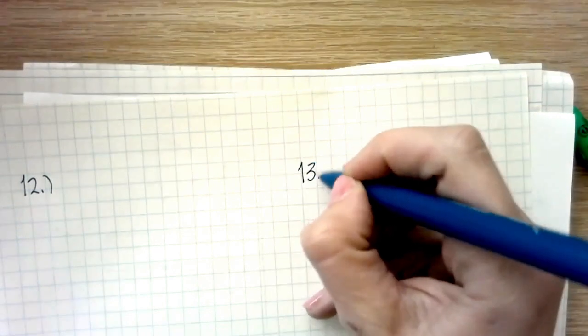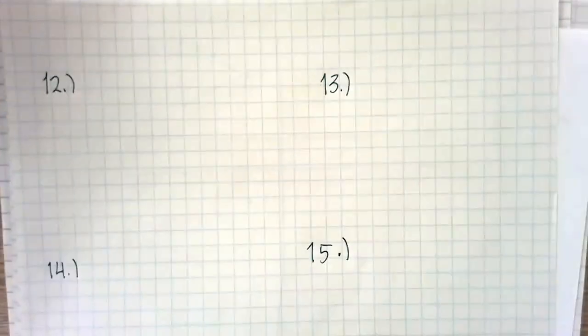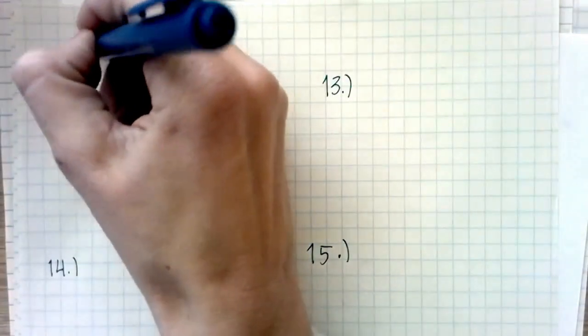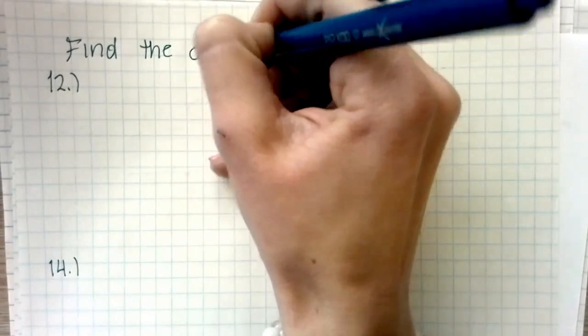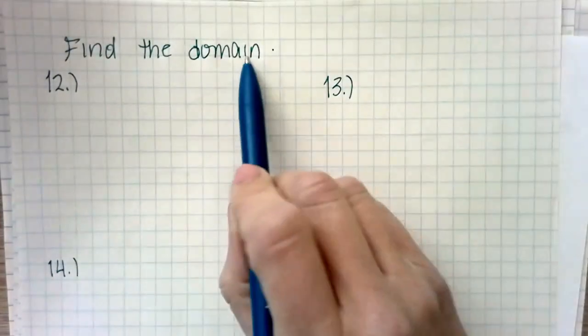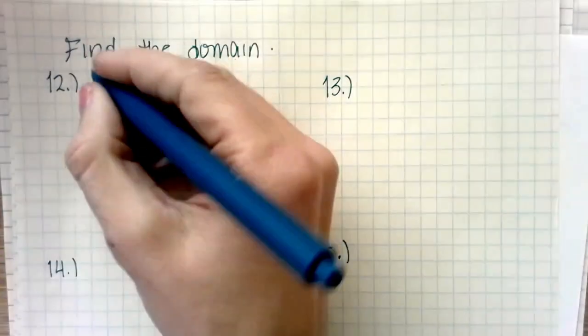All right, now we had 11 questions so far, and we have a few more. 12, 13, 14, and 15. These are probably going to be something where I'll ask you to find the domain. Yes, you find the domain using interval notation, okay? Always, always, always. What kind of equations can I give you?